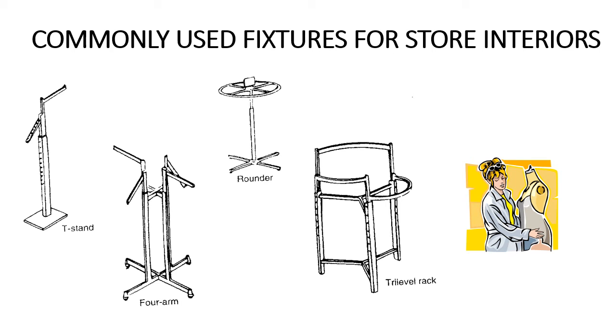These are examples of apparel fixtures which are most commonly used in retail store interiors: T-stand, four-arm, rounder and trivel rack. T-stand is great for displaying a variety of apparel. Four-arm is an excellent way to display a large number of garments on a single rack while occupying a minimum amount of showroom space. Round rack or rounder is a capacity fixture. Its main function is stocking basic items that have been purchased in depth. Round racks are also used to stock broken assortments and clearance merchandise. This fixture is available in several diameters and adjustable heights so that dresses and slacks can be presented with their hems at an adequate distance from the floor. And the trivel rack is another fixture which we use in store interiors.